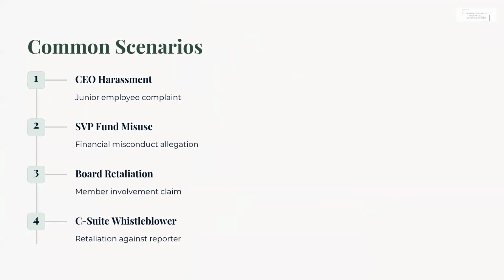Now, these are some common scenarios that you may see and that I know I have dealt with in my own practice, such as a CEO being accused of harassment by a junior employee. I have dealt with cases where there have been allegations of a VP misusing funds or engaging in financial misconduct. Board members can sometimes be involved in these executive level investigations. And so I have seen situations where board members have been accused of engaging in retaliation. And then lastly, C-suite whistleblower allegations where a C-suite leader has allegedly retaliated against a reporter.